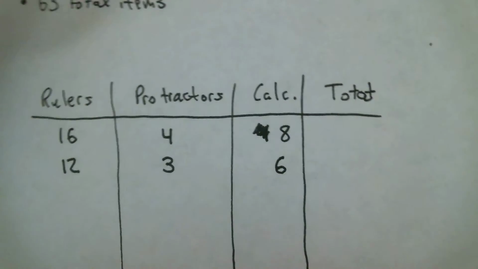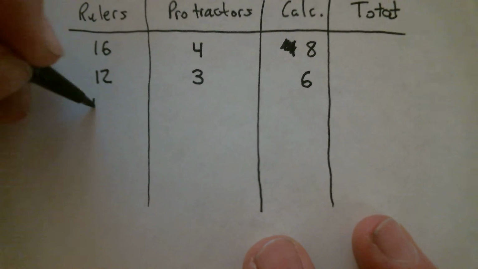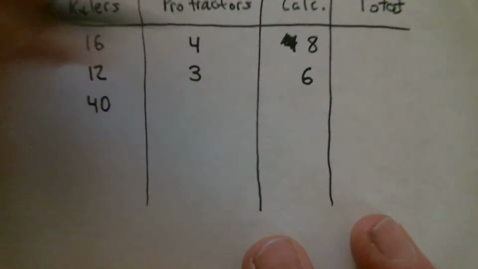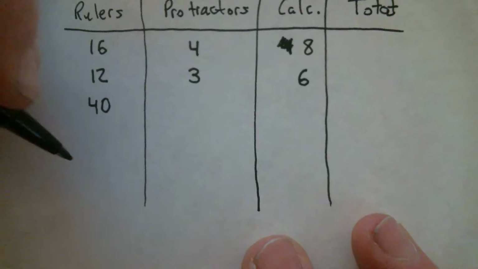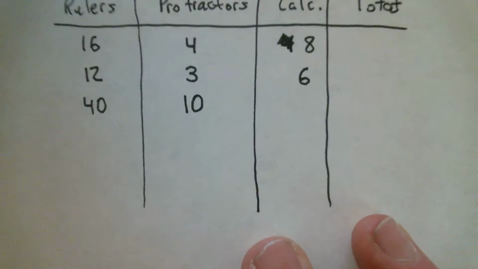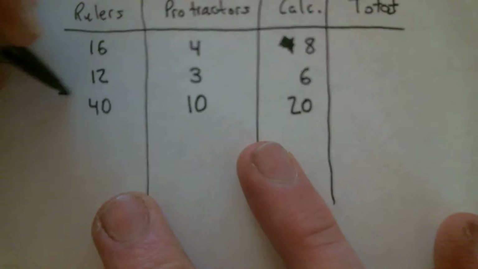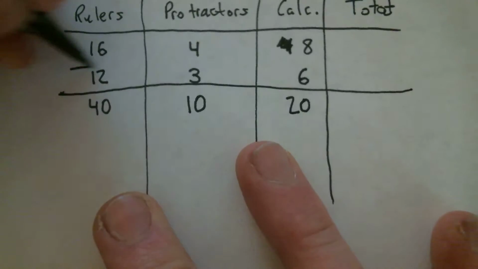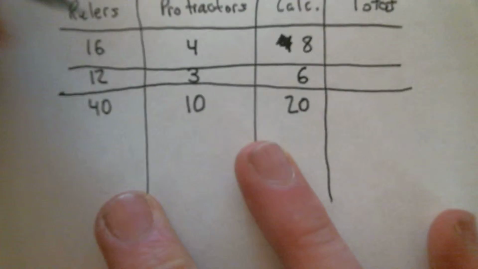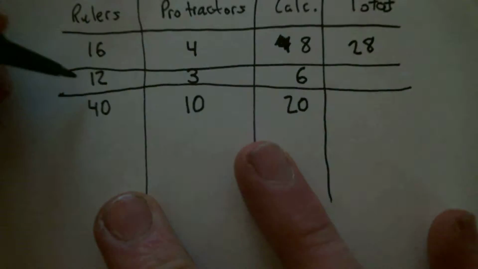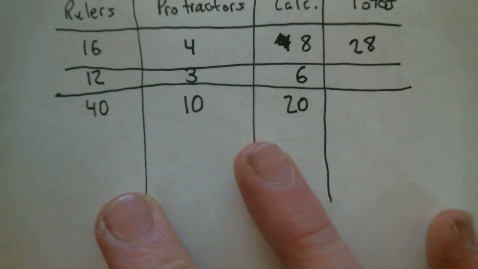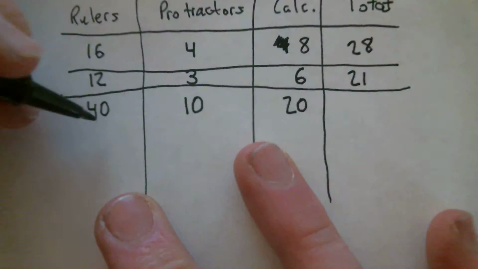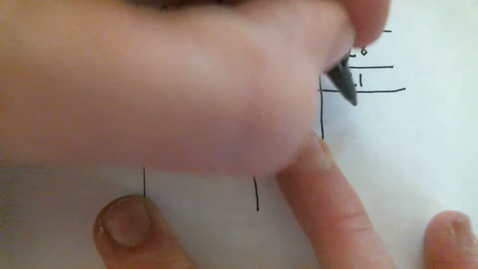Let's try another one just to make sure we've got it. So it means if I had 40 rulers, right? Protractors has to be 4 times smaller than that. So that means this one would be 10, and then calculators has to be half of rulers, that would be 20. But remember the goal, and of course we could think about our totals, right? 16 and 4 on the first line is 20, add 8 would be 28. Or here, 12 and 3 is 15, add 6 would be 21. And then here, 40 and 10 is 50, add 20 is 70.